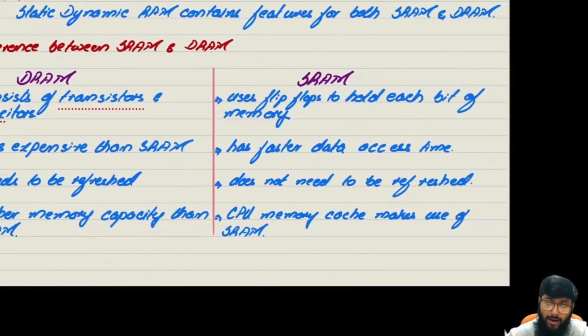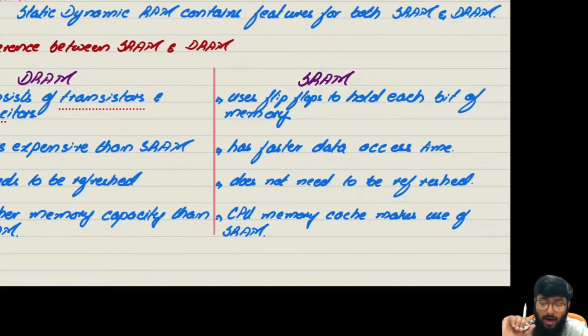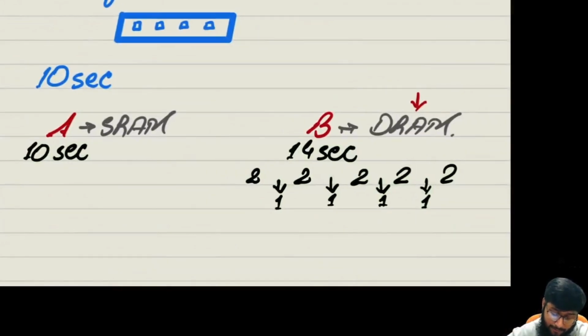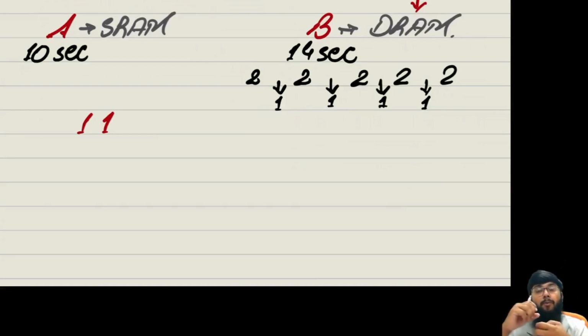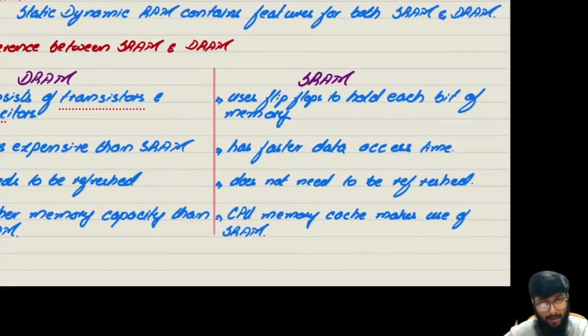Whereas SRAM uses flip-flops to hold each bit of the memory. Now what do we mean by flip-flops? If you are getting similar data, the flip-flop will convert, or shift, one of the bits, so that there should be no blockage of the data, and the system should not go into a halt position. So at those places we utilize the flip-flop. So SRAM utilizes a flip-flop.